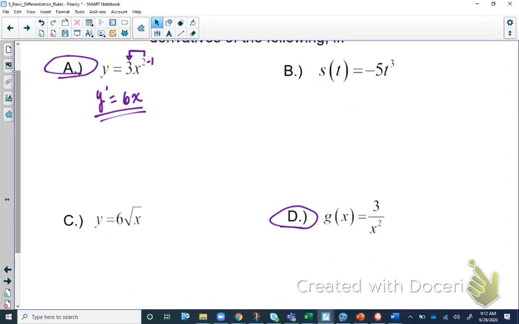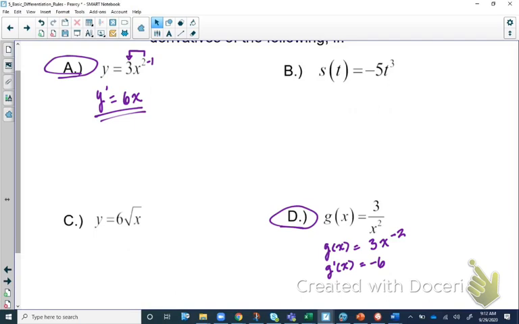Now on G, again, we're going to use our properties of exponents here. I'm going to rewrite g of x as 3 times x to the negative 2 power. Then we'll repeat, similarly to what I did in A, the negative 2 exponent is going to get multiplied to the 3, giving me a negative 6.